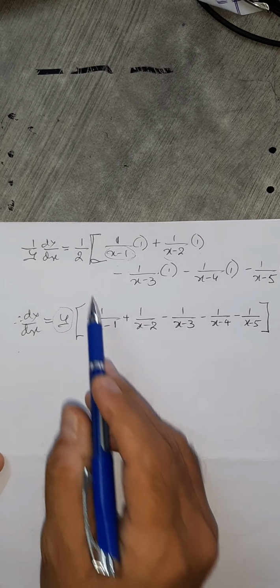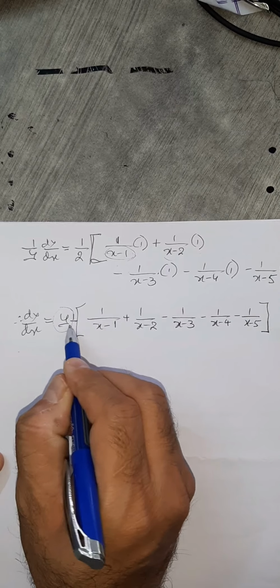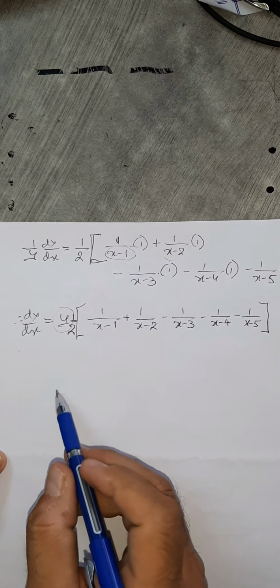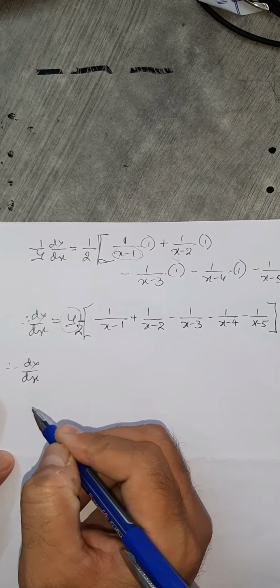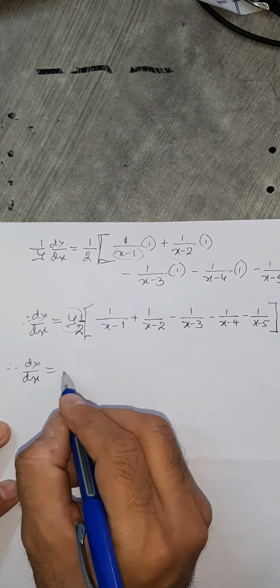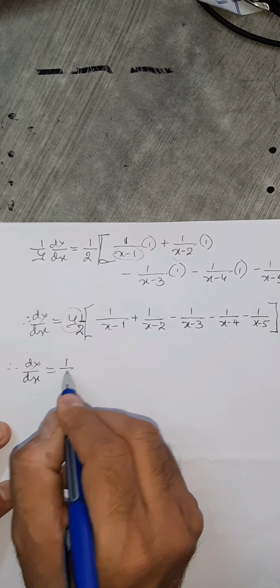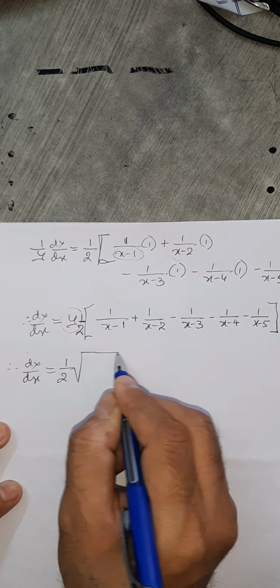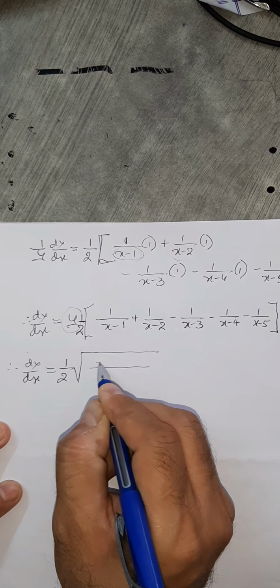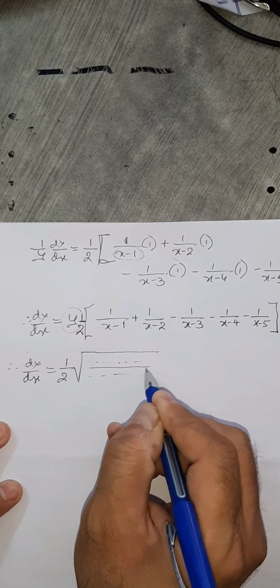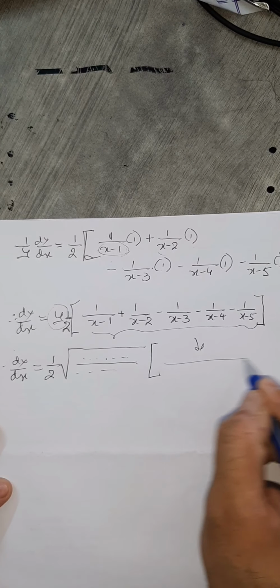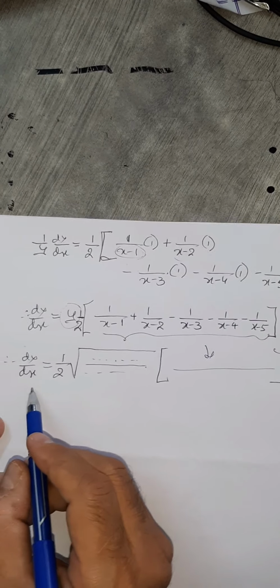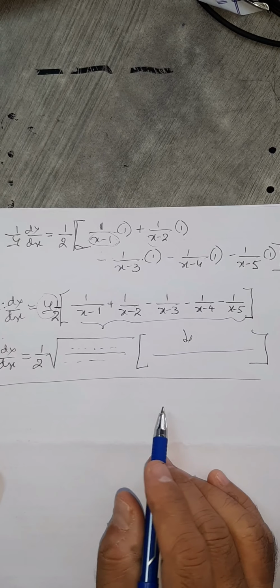This will do. Sorry, I missed the 1 by 2 here. 1 by 2 is there. You can put the value of y. So finally, dy by dx equals, what was y? That is 1 by 2, I'll keep as it is, root of this expression into this upon this, and inside the bracket you just copy this expression over here. This is your answer, remember. This is your answer here finally.